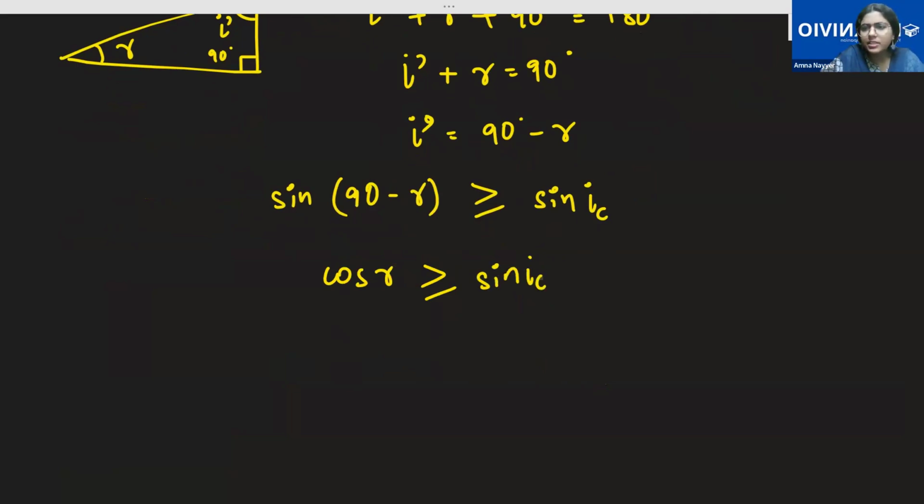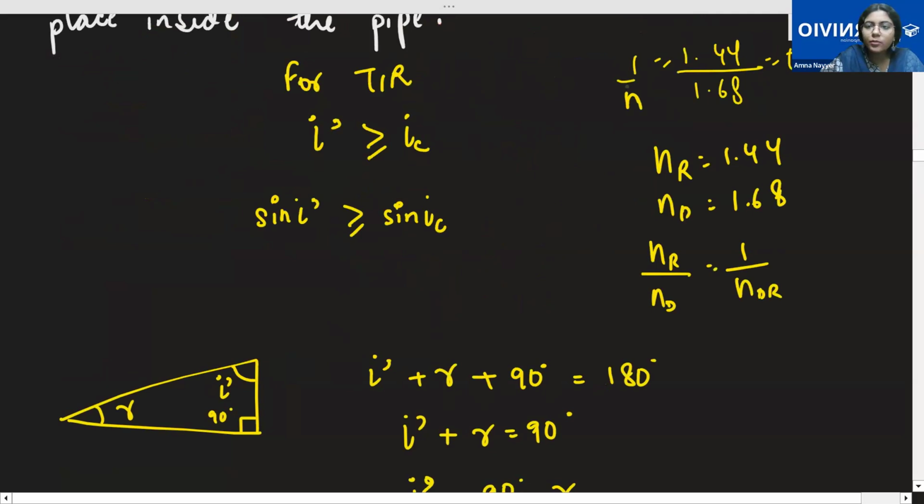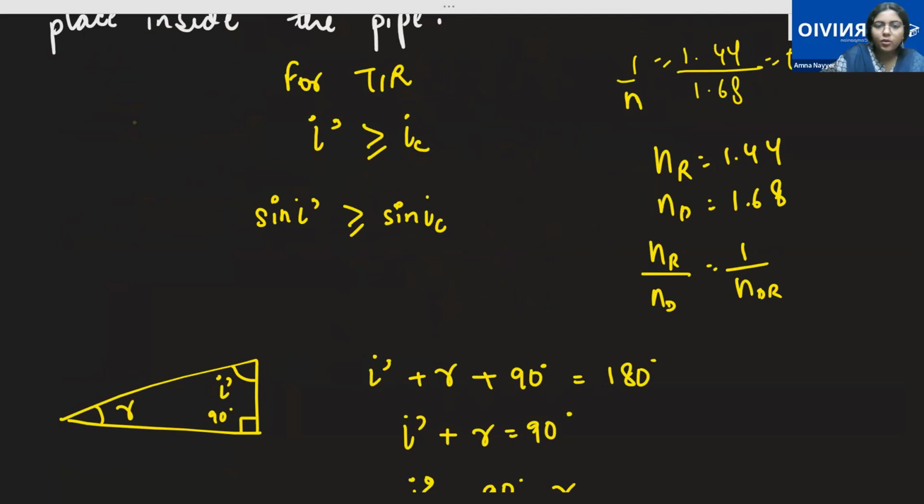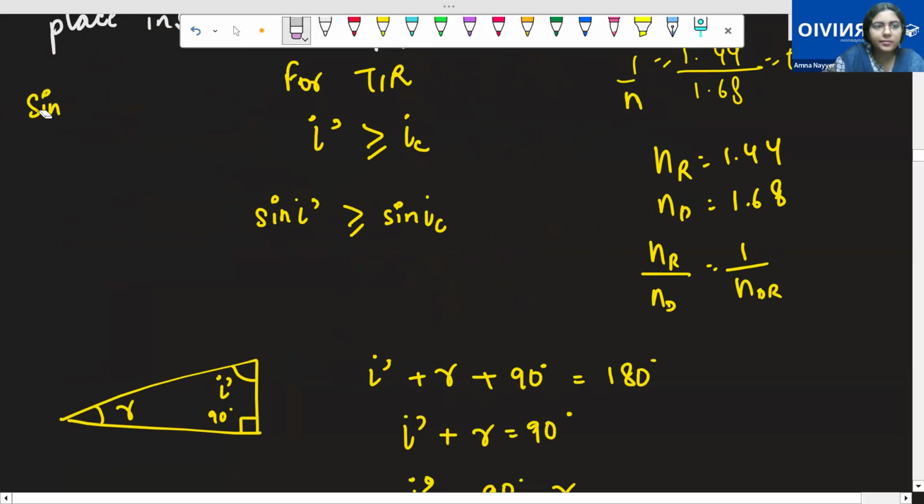In fact, we have this value with us. Sine IC is equal to 1 by NDR, this value 0.86. This is known. According to TIR, see, sine, I'll write it below.